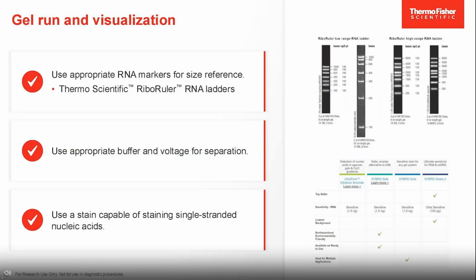Because if you run it too slow, the sample might diffuse and degrade, and if you run it too fast, the agarose can melt and all of your results might be a bit distorted due to the high voltage present. So please keep that in mind.